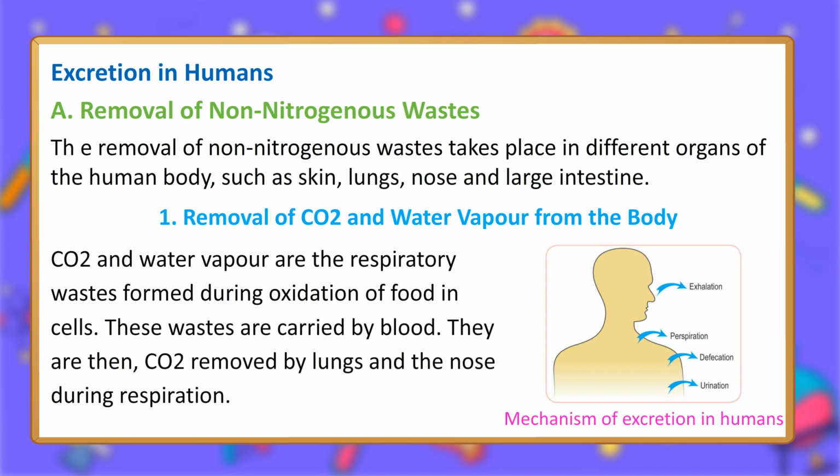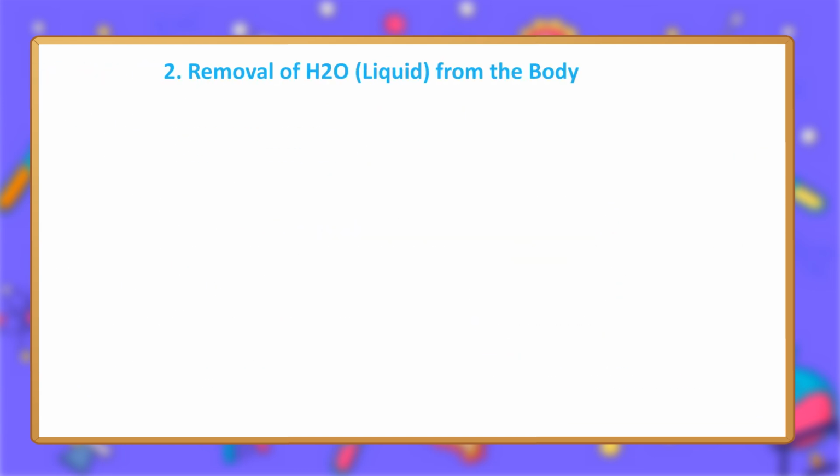CO2 and water vapor are the respiratory wastes formed during oxidation of food in cells. These wastes are carried by blood. They are then removed by the lungs and the nose during respiration. Mechanism of excretion in humans.